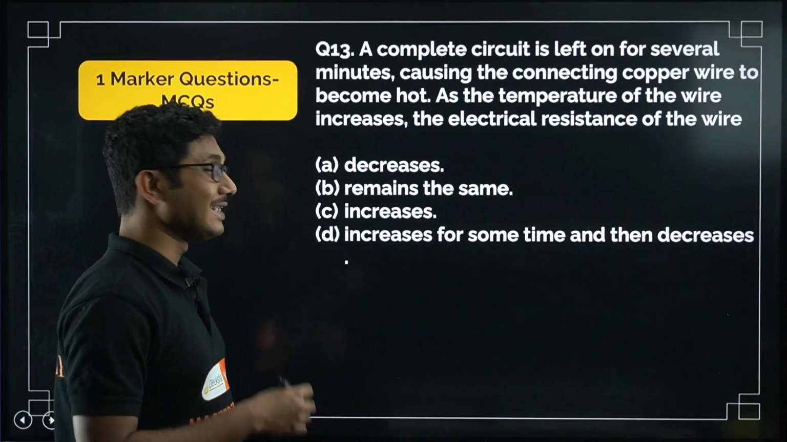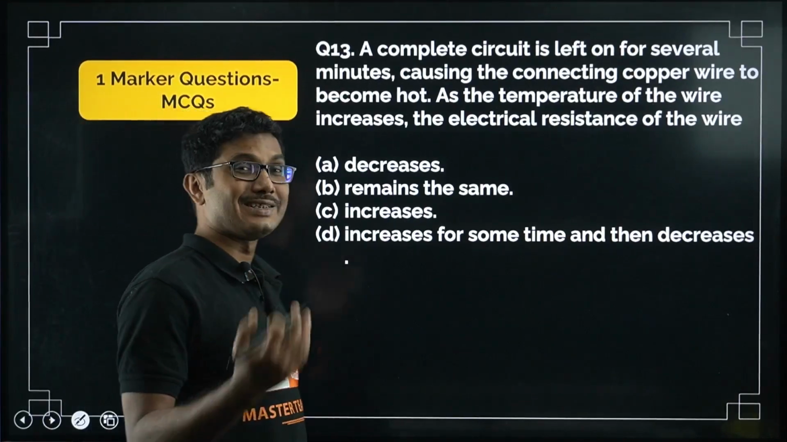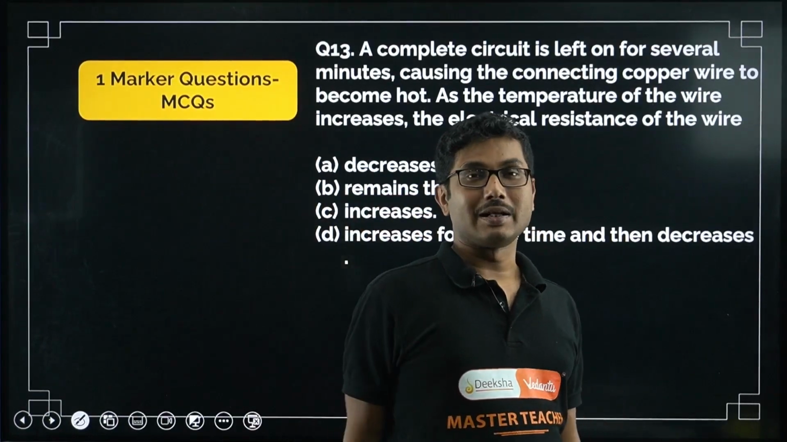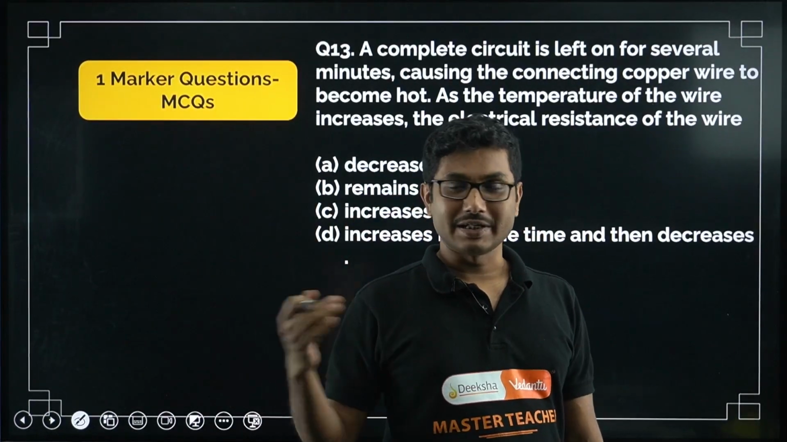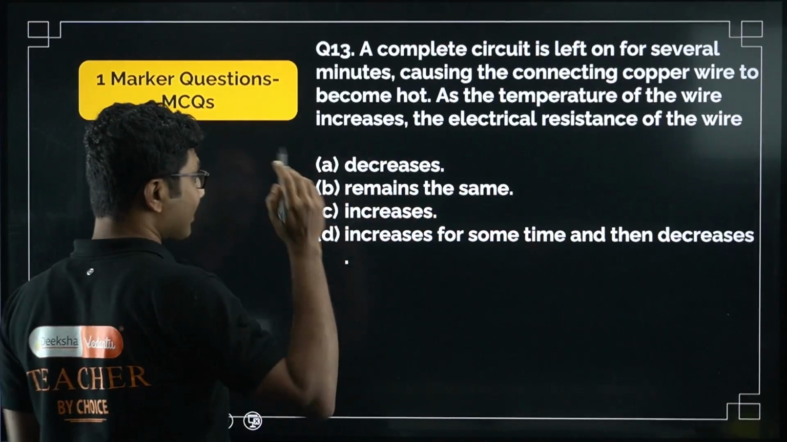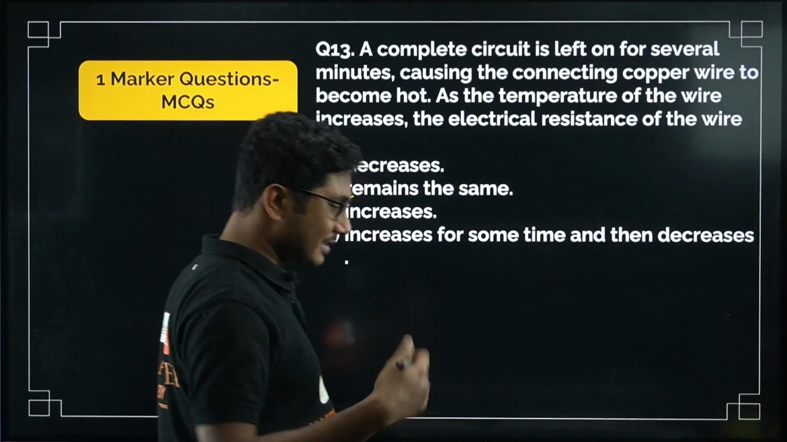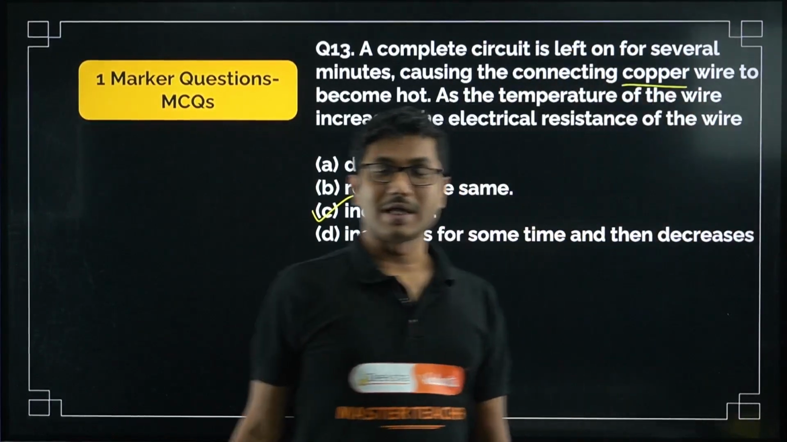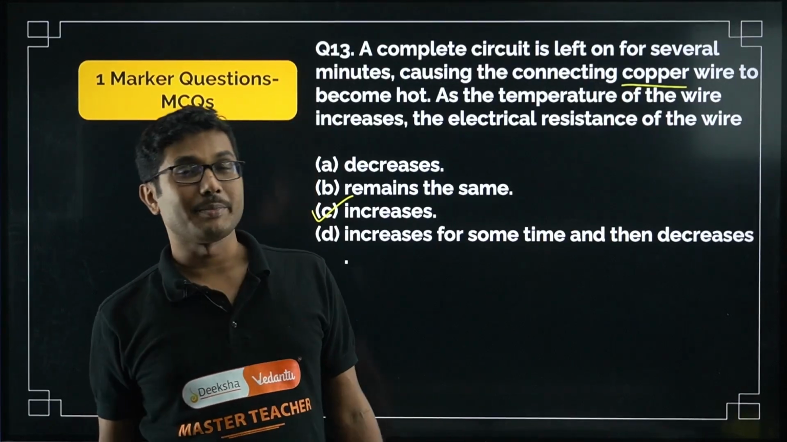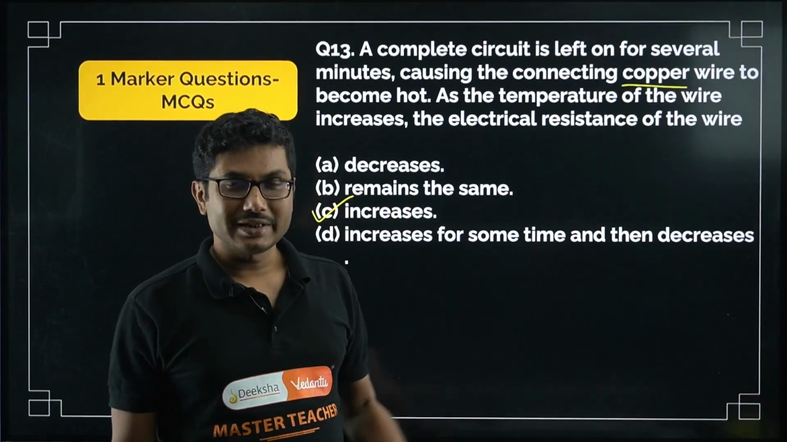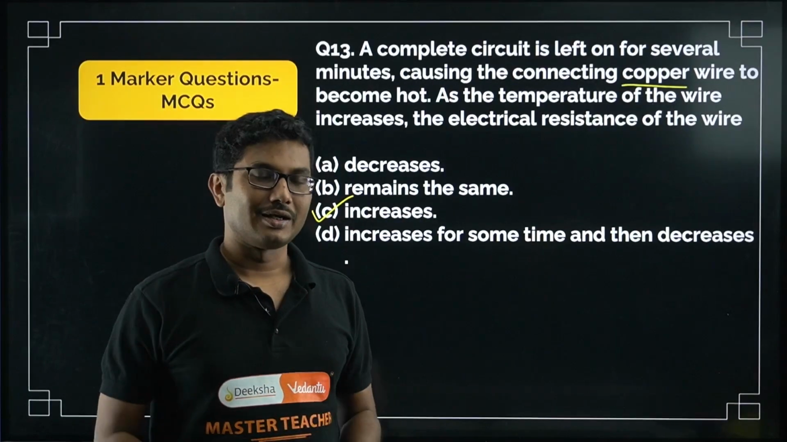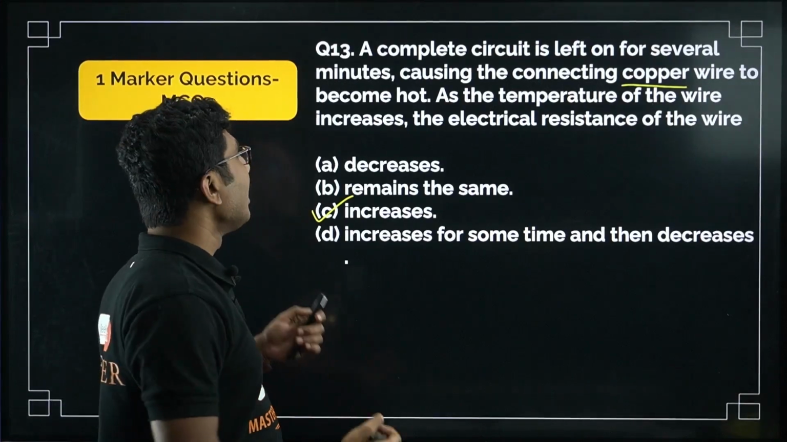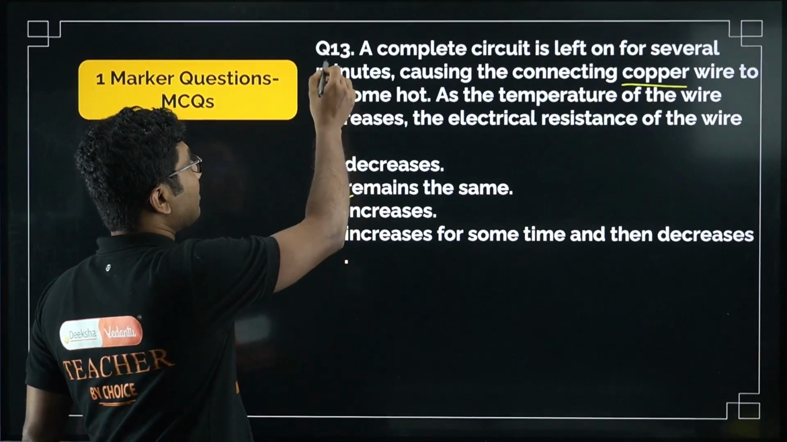As the temperature increases, the resistance of a conductor increases. As the temperature increases, the resistance of certain materials called semiconductors decreases, but that will be in class 12th. For now, copper is a conducting metal, so they will not give you a semiconductor. So when temperature increases, its resistance will increase. Temperature and resistance are directly proportional. My mistake. So I hope this is clear, question number 13.